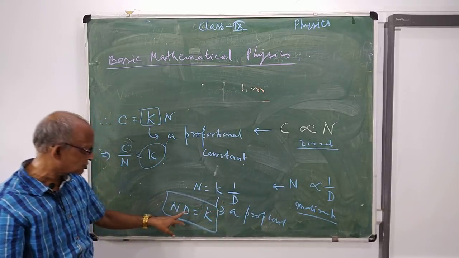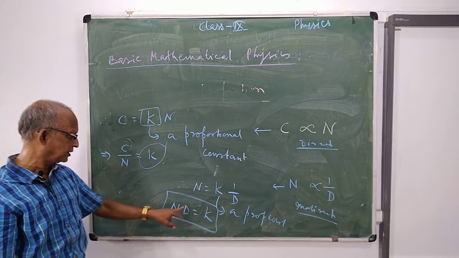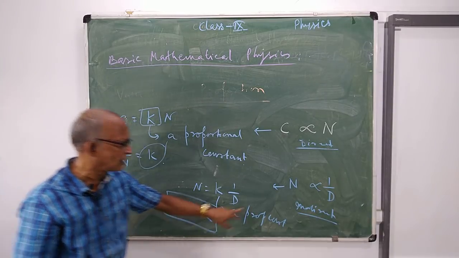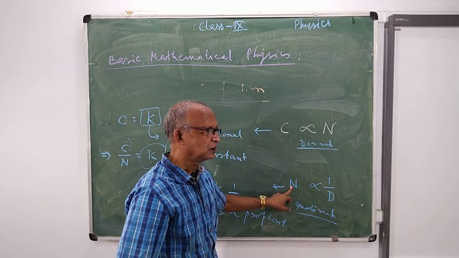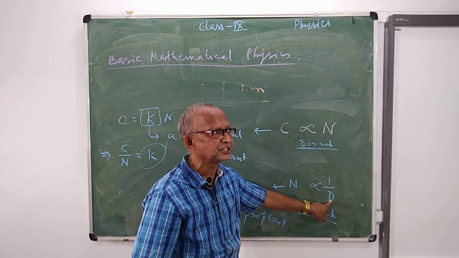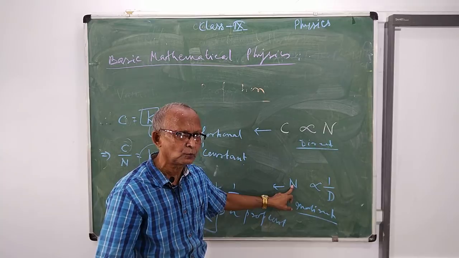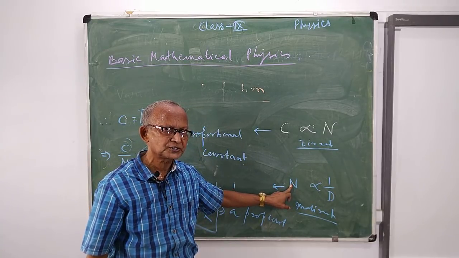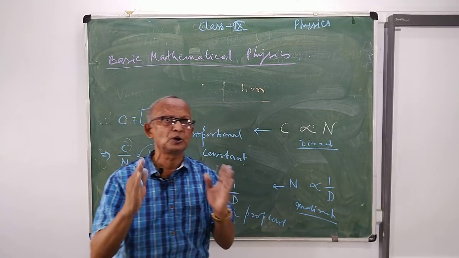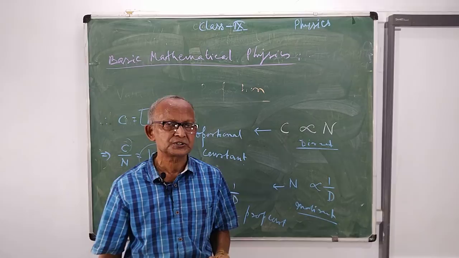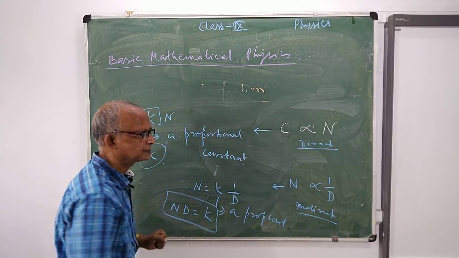The multiplication of the variable terms will be constant, like N into D equals constant. I mean here in this example, the number of labors multiplied by the days to finish the particular work will always be constant. You can check this in your mathematical examples. I hope you have solved such types of problems.